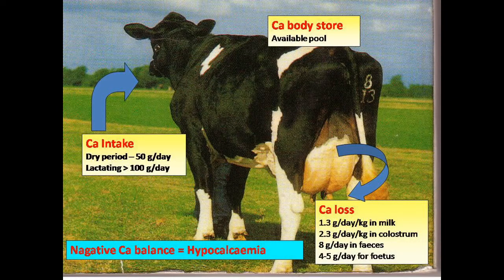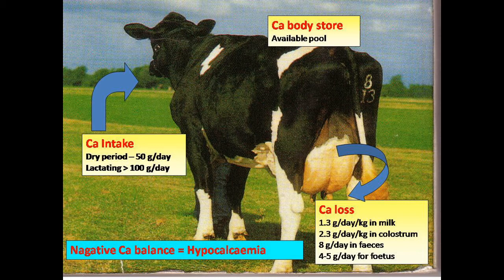So, students, as you know, after calving milk production increases rapidly, and calcium is required for milk production. A lot of calcium is excreted through milk and colostrum, and there is more demand for calcium. About 1.3 gram per day per kg of calcium is excreted through milk, and 2.3 gram per day per kg in colostrum. Therefore, dairy cows will secrete about 20 to 30 gram of calcium in the production of colostrum and milk in the early stage of lactation.